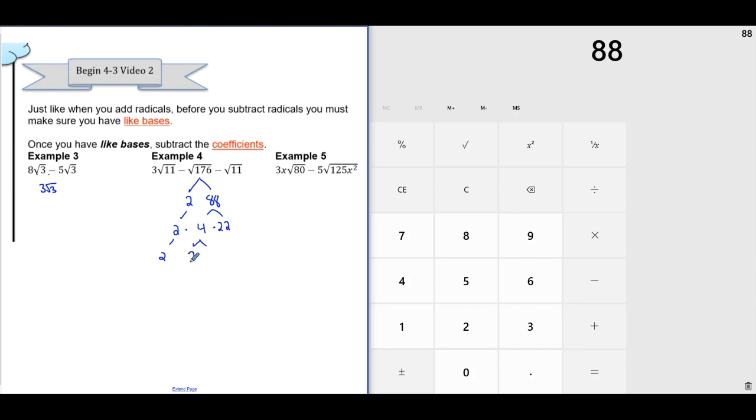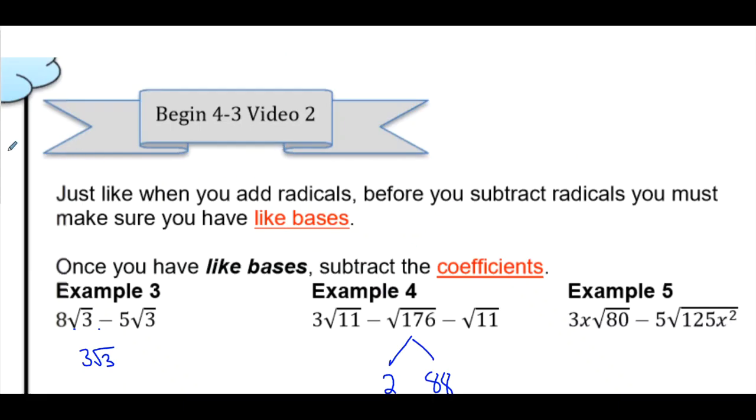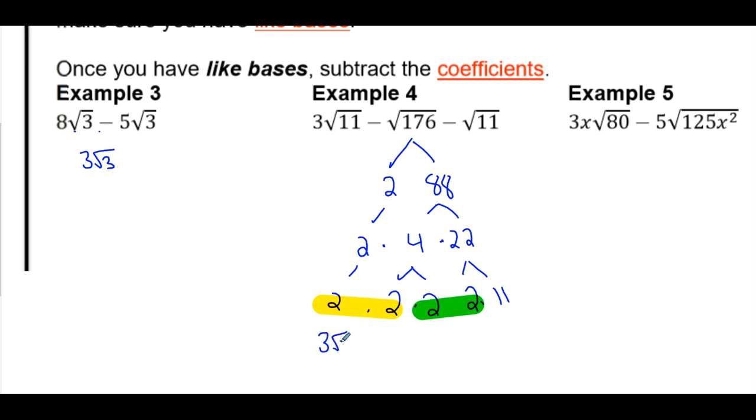So then I've got a 2 and a 2, and 22 is 2 and 11. All right, so my pairs, as I go through: I've got a pair of 2's, and then I've got another pair of 2's, and then I've got that 11 left behind, which is nice. That means it's going to be a like term with the others. So let's go ahead and simplify that. Don't forget about your other ones. I've still got a 3 root 11 up here that needs to stay with me. So I've still got that 3 root 11 that I'm going to write right here.